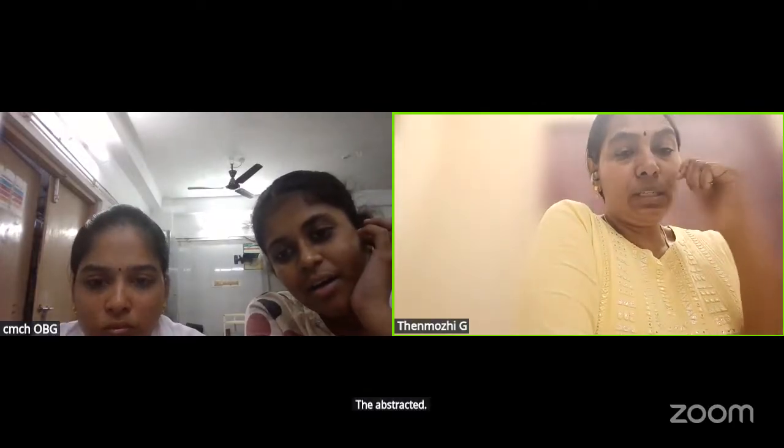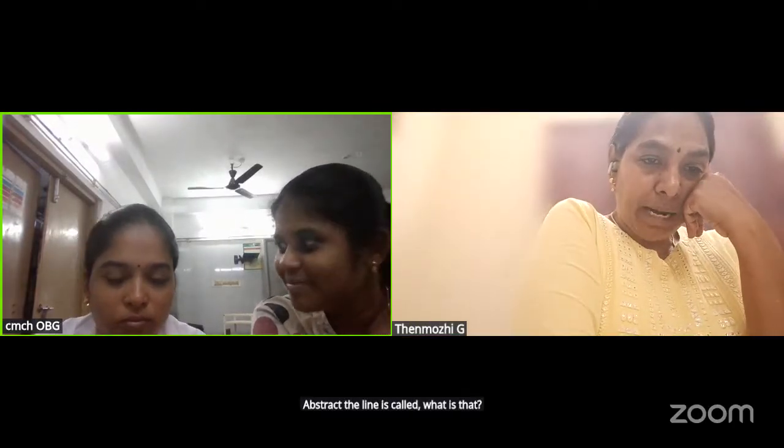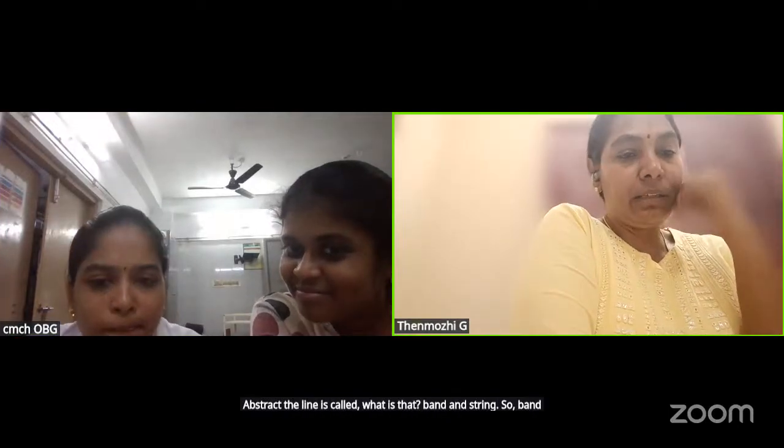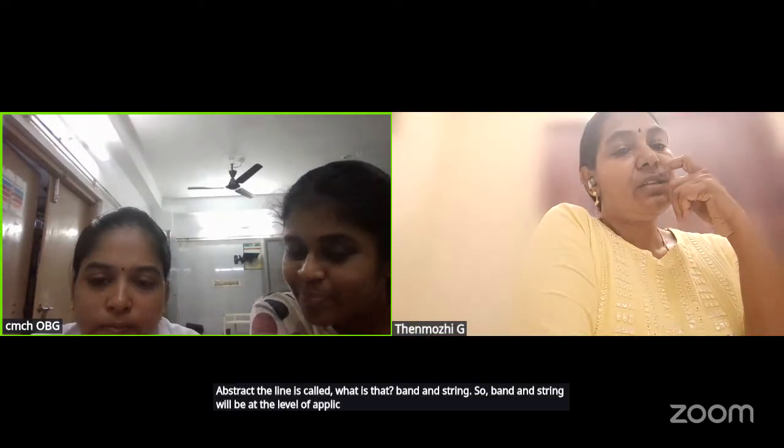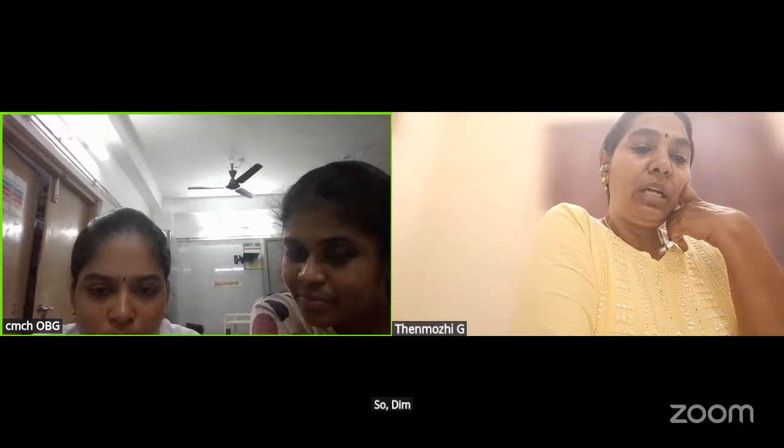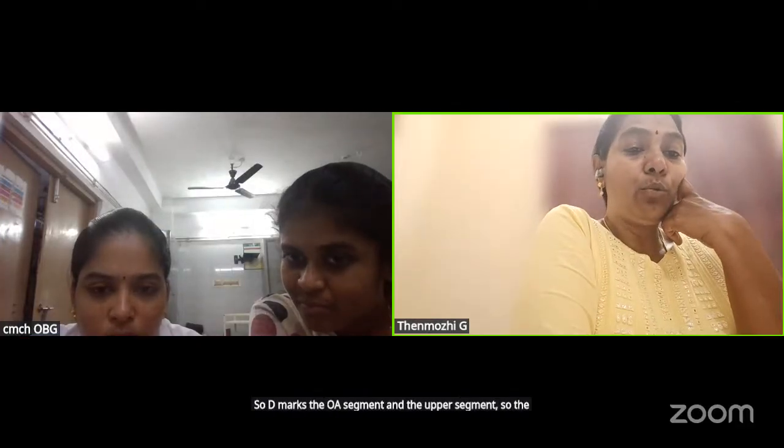The obstructed line is called what? Bandl's ring. The Bandl's ring will be at the level of the umbilicus, so it demarcates the lower segment and the upper segment. So the bladder will be drawn up to that level.